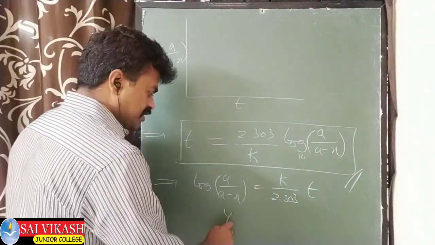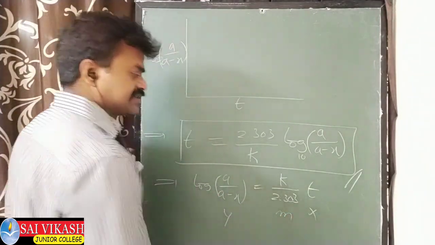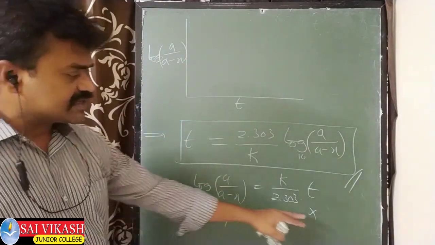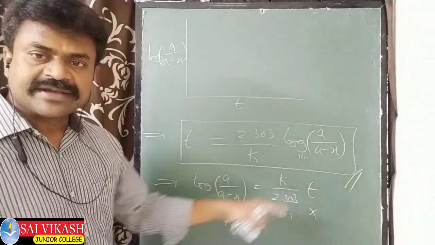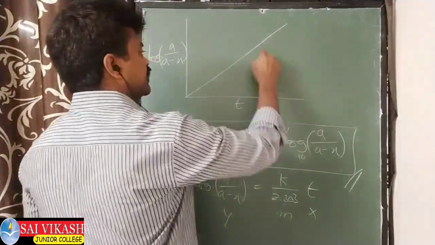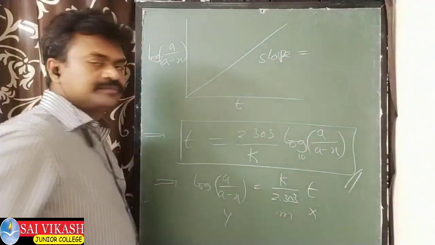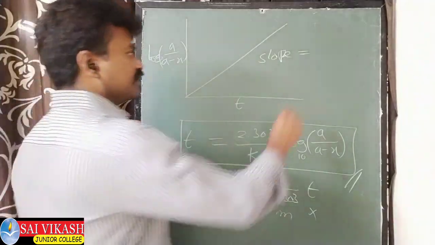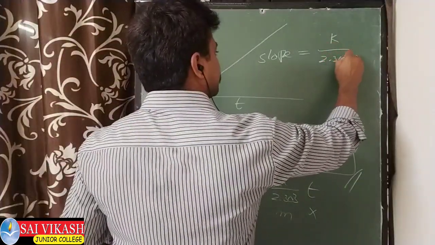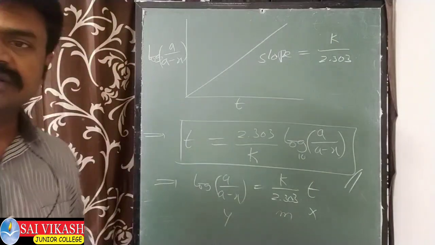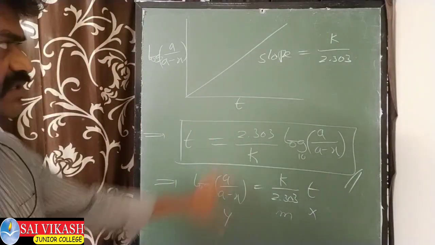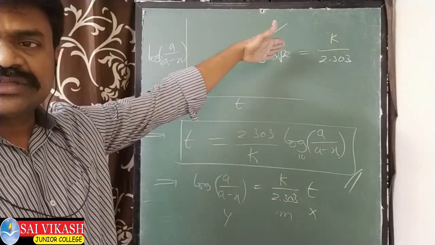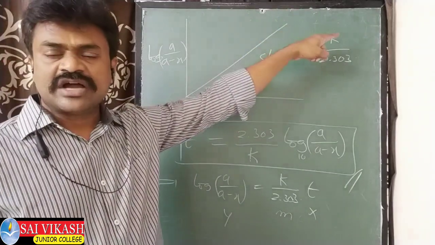Now the y-axis is this, m is this, and the x-axis is time. This is what they have asked to draw. So y equals mx means a straight line passing through the origin. Then what will be the slope? The slope is k by 2.303. There are some numericals where they will give this graph and ask to find the slope, or k you have to find out.